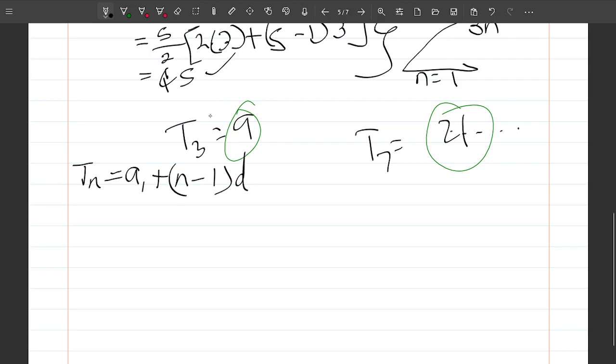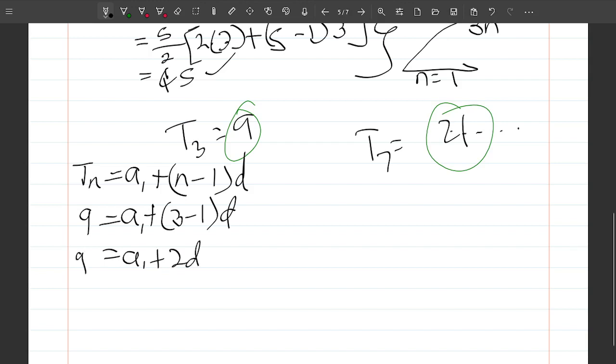So I'm going to do this for this one. In this case, the Tn is going to be 9. That's just the term value. And then a is the first term, I don't know it, plus n, this is the third term, so 3 minus 1 d. So I've got two unknowns in this case, so I'm just going to clean this out. A1 plus 3 minus 1 is 2, so this becomes 2d.